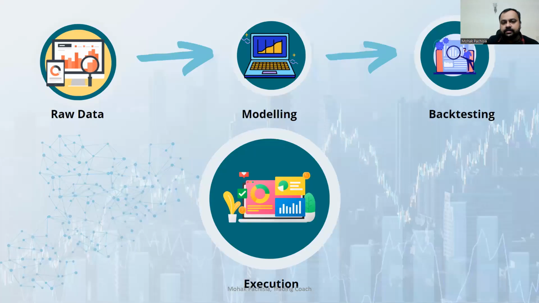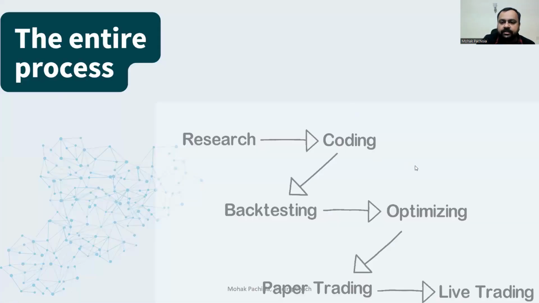Now let's understand the process. So we have raw data. Then we use our edge to model the data, right? And then we backtest and then we execute. This entire process is clear, right? I have raw data. There could be a lot of data sources which we will discuss. Then we'll discuss a little bit about the modeling and give you some examples also. Then backtesting is done. And then there's execution. This is a basic idea. But actually it is not like this. That was a basic idea.